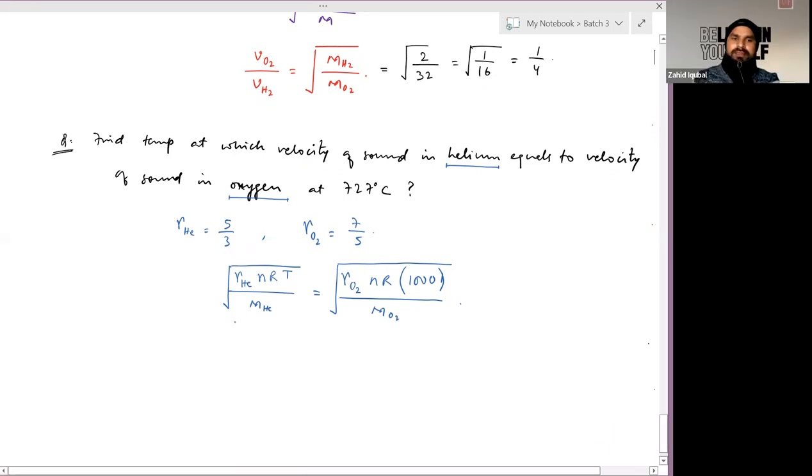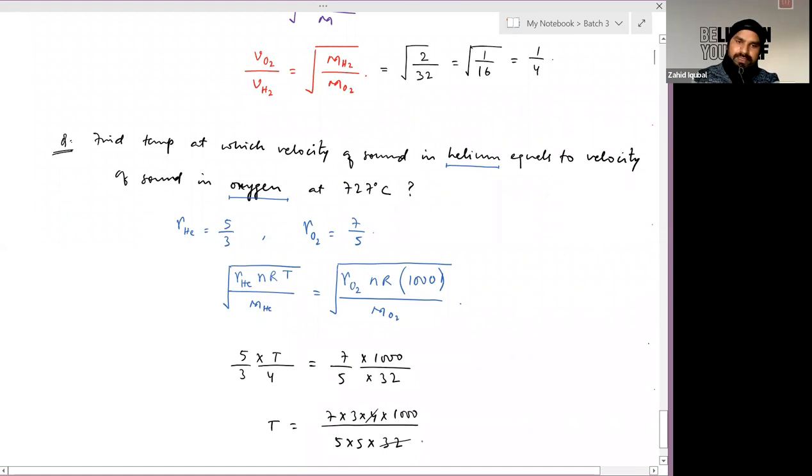First, on squaring both sides, this root and root will cancel out. So gamma of helium, which is monoatomic, is 5 by 3. n and R will cancel out on both sides. T we have to calculate, divided by mass 4 equals to gamma of oxygen 7 by 5 multiplied by 1000 divided by its mass 32. So T will be equals to 7 into 3 into 4,000 divided by 5 into 5 into 32.